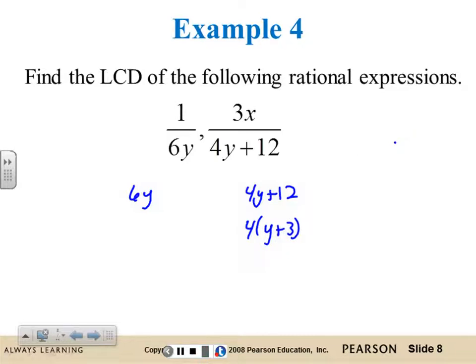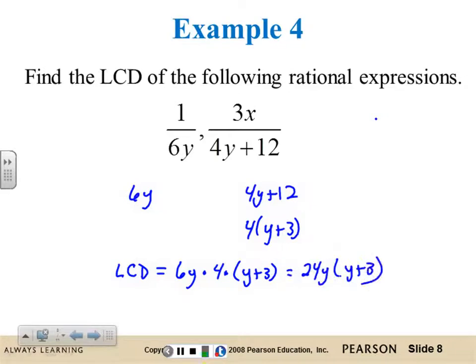Okay, so what we're going to do to find the LCD is we're going to write down everything that we see once and only once. So I see a 6y, I see a 4, and I also see a y plus 3. And now what I'm going to do is I'm going to multiply any monomials. That's what it's talking about with the highest powered. So 6y times 4 is going to be 24y times y plus 3. And that is your common denominator, 24y times y plus 3.